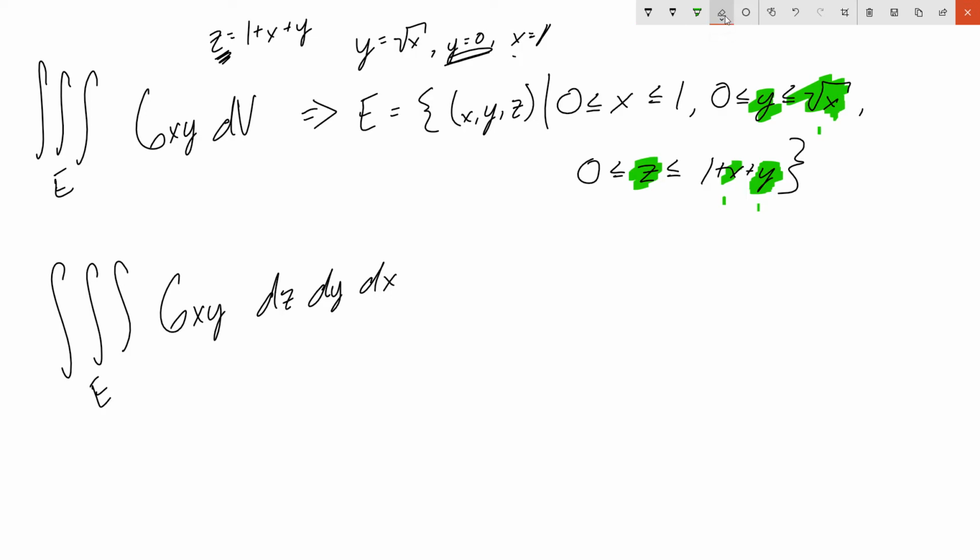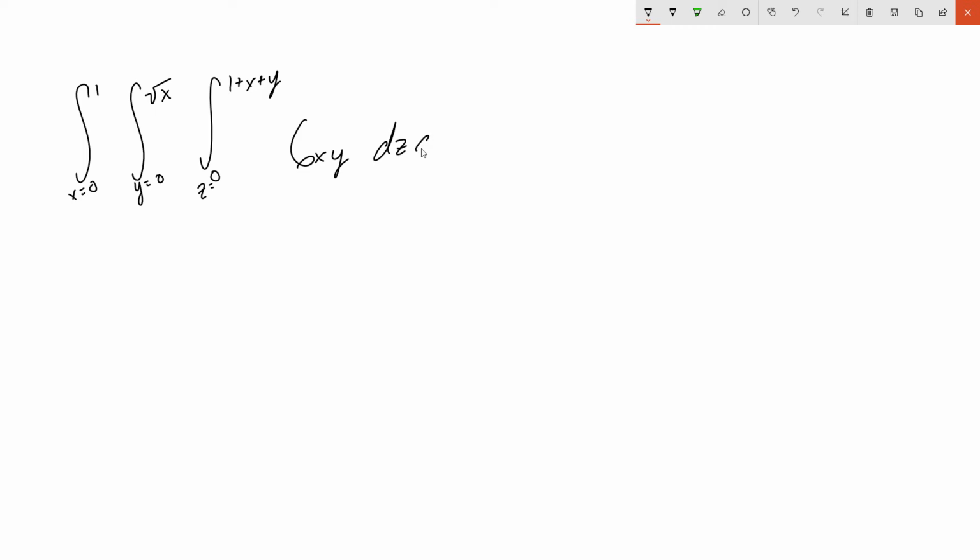Okay, so now that we have essentially our setup, let's take a look at how this will all come together. So first we have bounds from 0 to 1, and that's x. We have y bounds from 0 to root x, and we have z bounds from 0 to 1 plus x plus y. That's still going to be our 6xy function, dz, dy, dx.